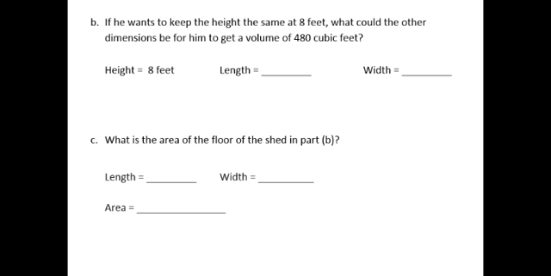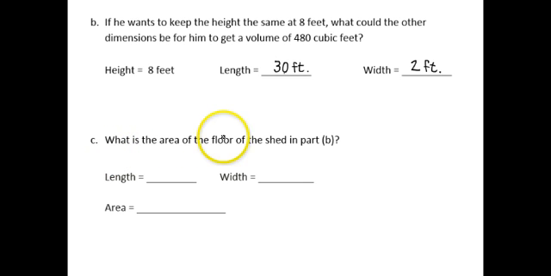The next question says, if he wants to keep the height the same at 8 feet, what could the other dimensions be for him to get a volume of 480 cubic feet? Well, I just showed you the example where he kept the 6 feet and the 8 feet the same and changed the 5 feet to 10 feet. Let's look at another way you could do this. We could also say that if you changed your length to 30 feet and your width to 2 feet, you would still get a volume of 480 because 2 times 30 is 60, 60 times 8 is 480.